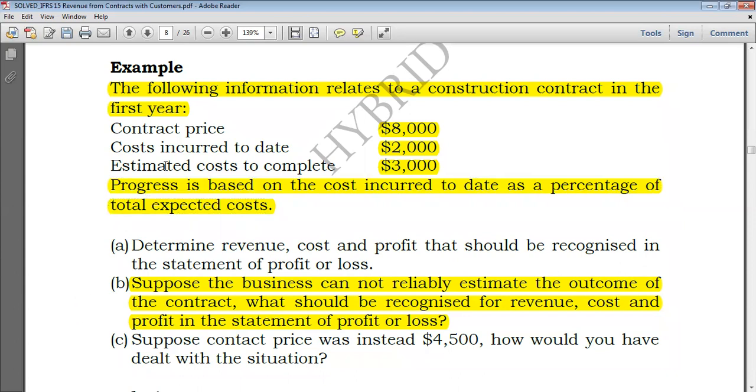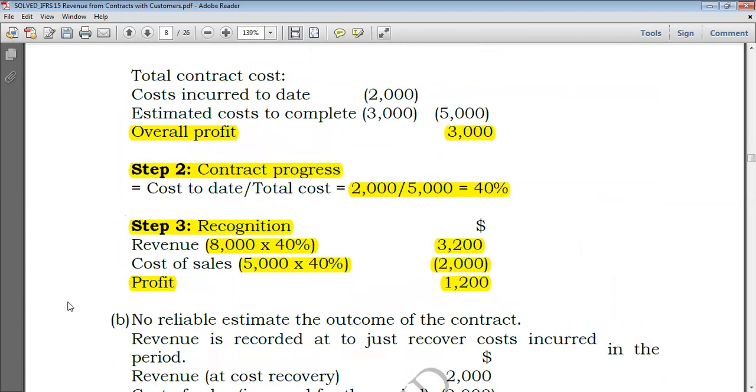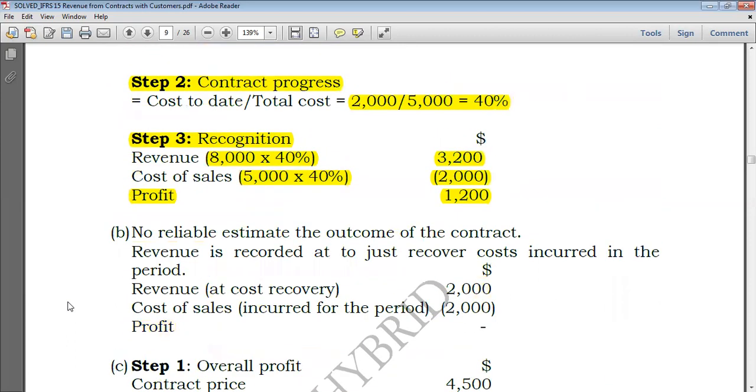You would have to take cost incurred to date as the cost of sales, so you'd have to use cost incurred to date for the period. And then as for revenue, you would just have to recover. You just have to recognize revenue at the amount that you can recover for your contract. So if you go to our question here, that is part B, this is what I would have to do.